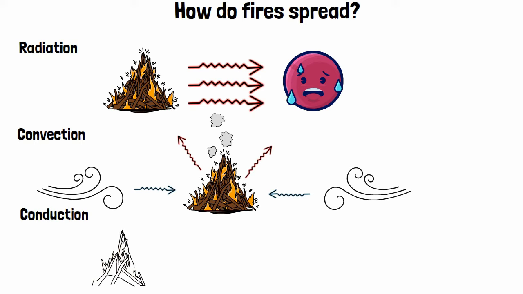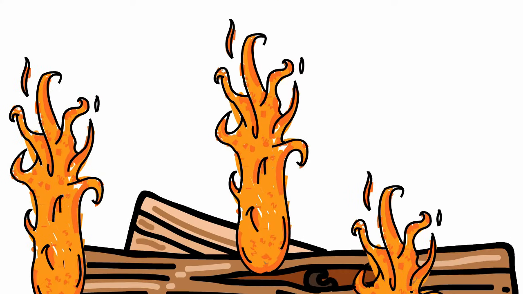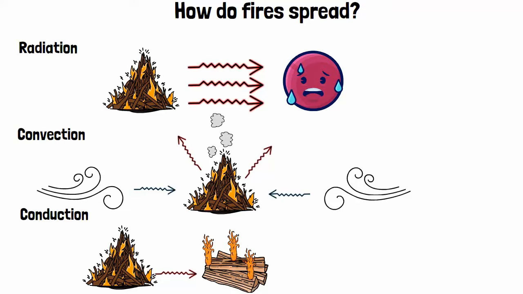And conduction is the heat transfer from the solid. So as the fire spreads along, say it's in a house fire and it starts on the arm of the chair, the solids will heat up, and it'll heat from the arm of the chair to the cushion, to the carpet, to the curtains, and that's how the fire spreads through conduction.